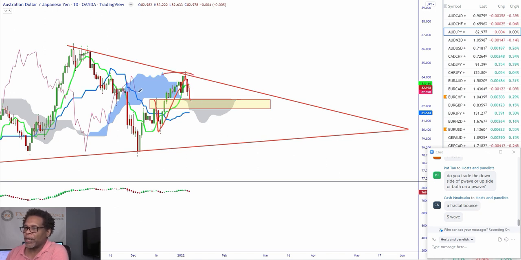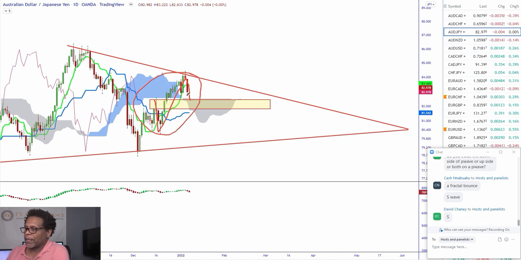It's going to be an S wave right here. This is my favorite trade, the S wave trade. Again, I always say it looks like a Z, but it's called an S wave trade. It's an S wave. All right. So therefore, that's one thing we're going to be looking for.